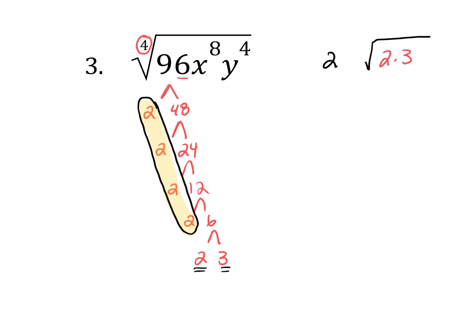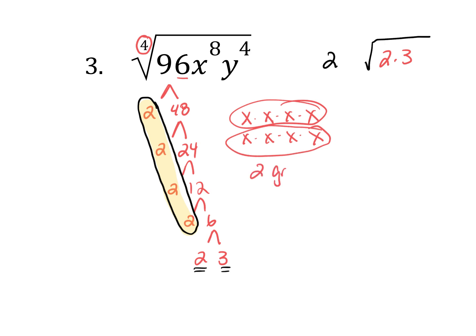Okay, now let's look at our x's. I'm going to go x times x times x times x. How many are there? 8, so I'm just going to put them in 2 rows here. Which is nice because I have a group of 4 here and a group of 4 here. So now I have 2 groups, right? And so I have 2 x's that come out, and I have no leftovers, so nothing gets put on the inside.